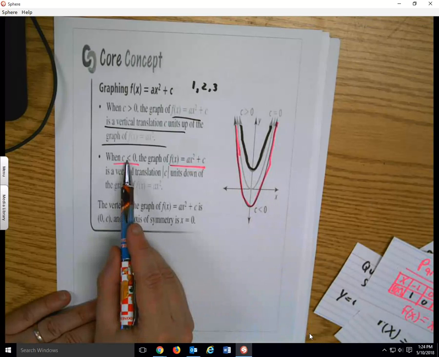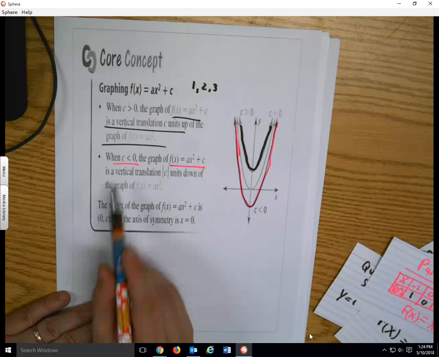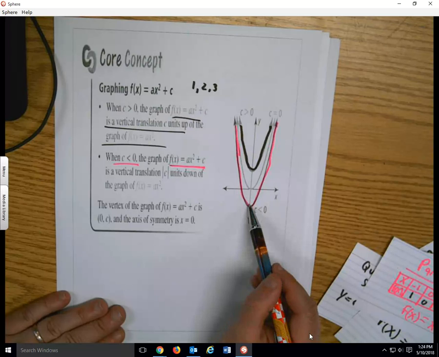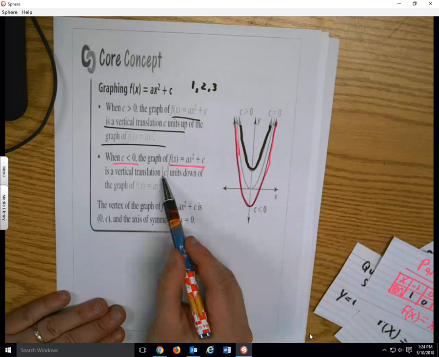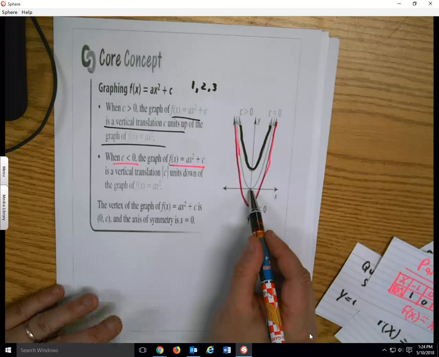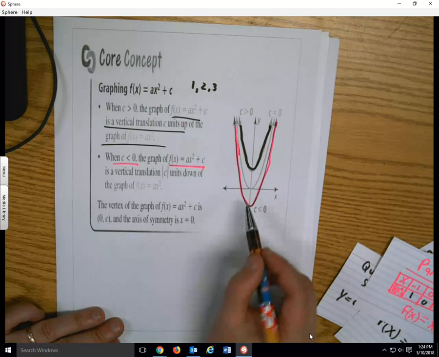What if c is less than 0? Well, if c is less than 0, it's going to be a negative number, right? Any number less than 0. So we're going to move it down that many units. These have absolute values, because we're talking distance, right? How many are you moving it down? So we're not moving it down a -3, but we're moving it down 3. But yes, it's because it's negative.